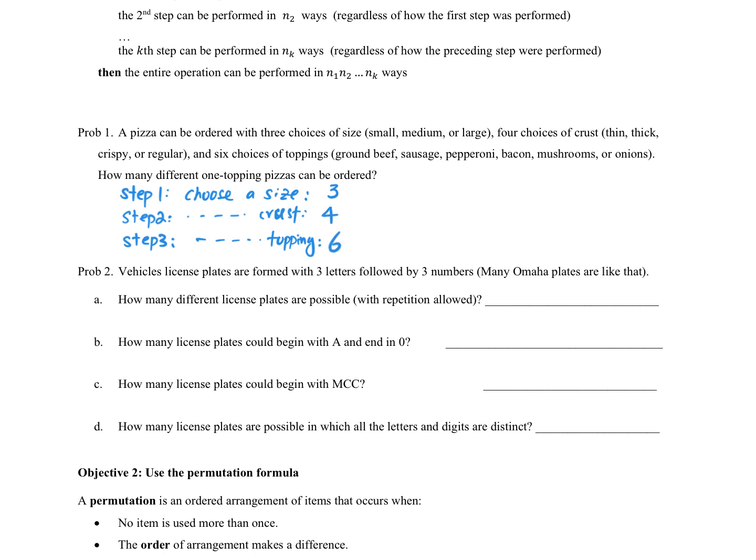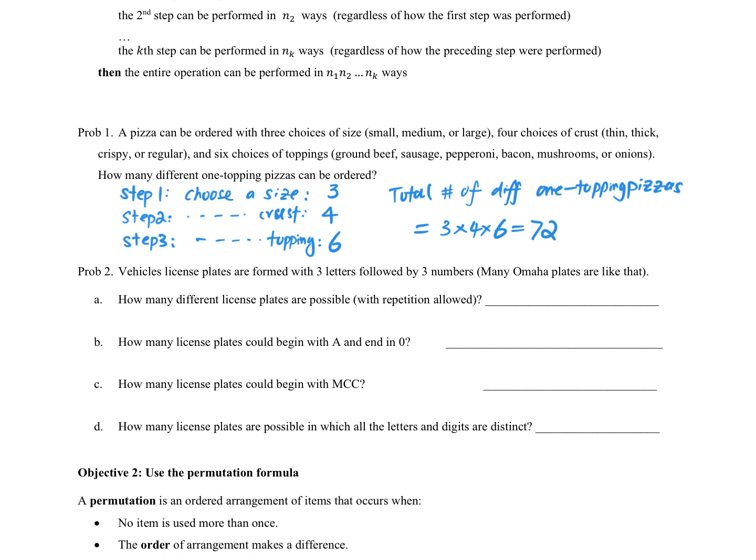So now, according to the counting principle or the multiplication rule, we are going to say the total number of different one topping pizzas can be equal to 3 times 4 times 6, which is 12 times 6, which is 72. So this is an example showing you how the counting principle is applied.